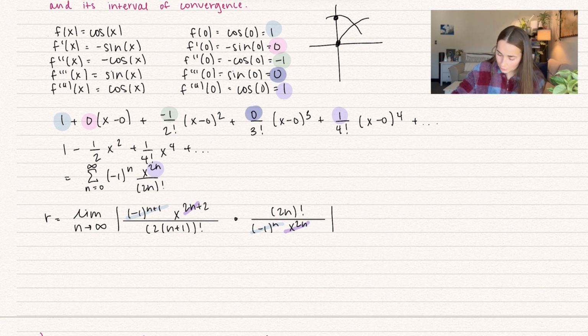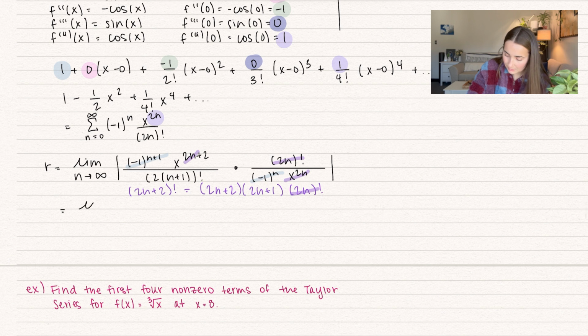And now let's talk about our factorials. So in the denominator, here we have 2n plus 2 factorial, which is equal to 2n plus 2, 2n plus 1, and then we have that 2n factorial. So that is going to be very nice because those 2n factorials are going to cancel out. So here we're left with a limit as n approaches infinity of whatever we have left over. We have an x squared in the numerator divided by 2n plus 2 times 2n plus 1.